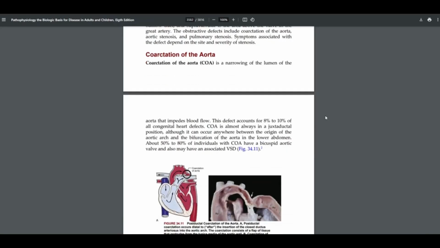The coarctation of the aorta is a narrowing of the lumen of the aorta that impedes blood flow. This defect accounts for 8 to 10% of all congenital heart defects. The coarctation of the aorta is almost always in the juxtaductal position, although it can occur anywhere between the origin of the aortic arch and the bifurcation of the aorta in the lower abdomen. About 50 to 80% of individuals with the coarctation of the aorta have a bicuspid aortic valve and also may have an associated VSD.